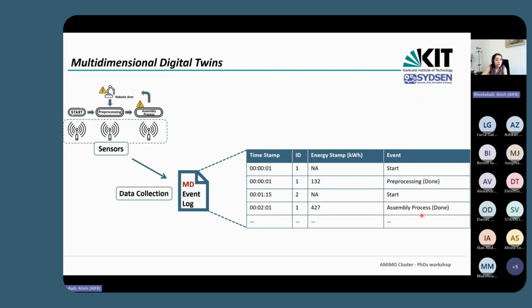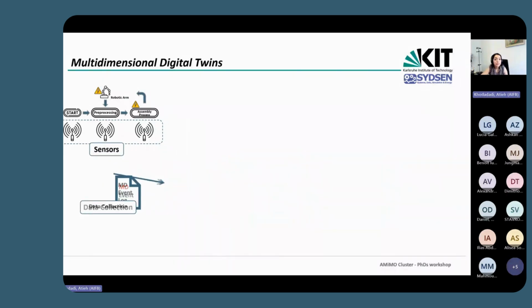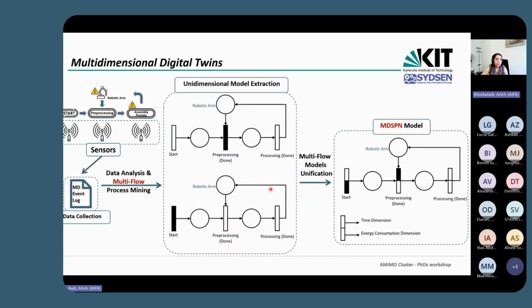And then for the next one, the assembly process, for the same ID, when the assembly process is done, again we capture the energy that has been consumed. So we stamp it step by step for each of the events, the same as the timestamp that we used. And from this, we do multi-flow process mining. Through multi-flow process mining, we extract the unidimensional models. So in each of the unidimensional models, we define the behavior of the system in that specific dimension.